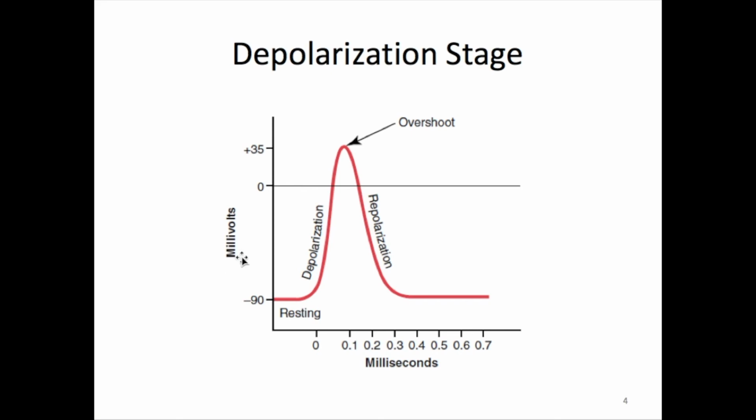Now here you can see this term overshoot. The membrane potential may overshoot beyond the zero level and become somewhat positive, because as the additional sodium rushes in, the membrane potential actually reverses its polarity so that the outside of the membrane is negative relative to the inside. Now, this depolarization stage may also be labeled as the rising phase of the action potential.